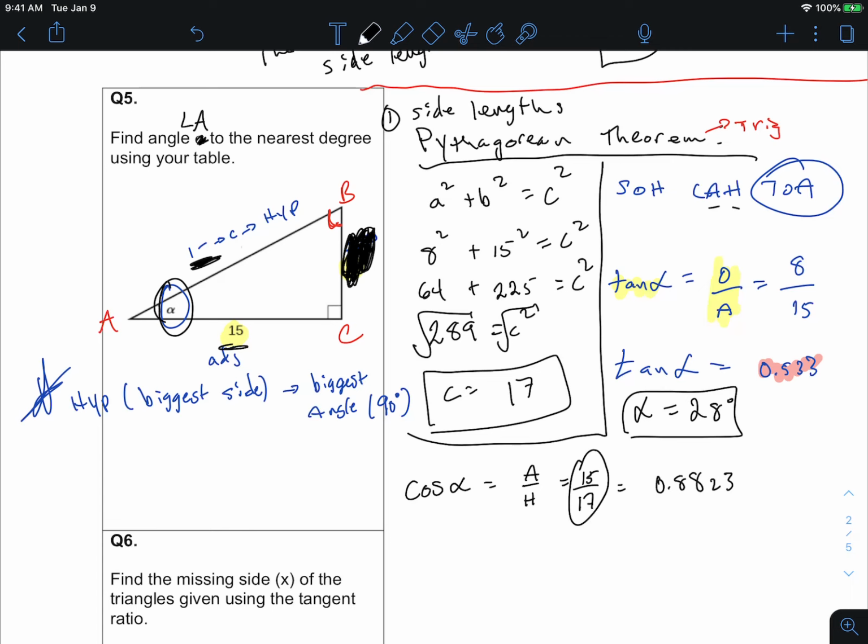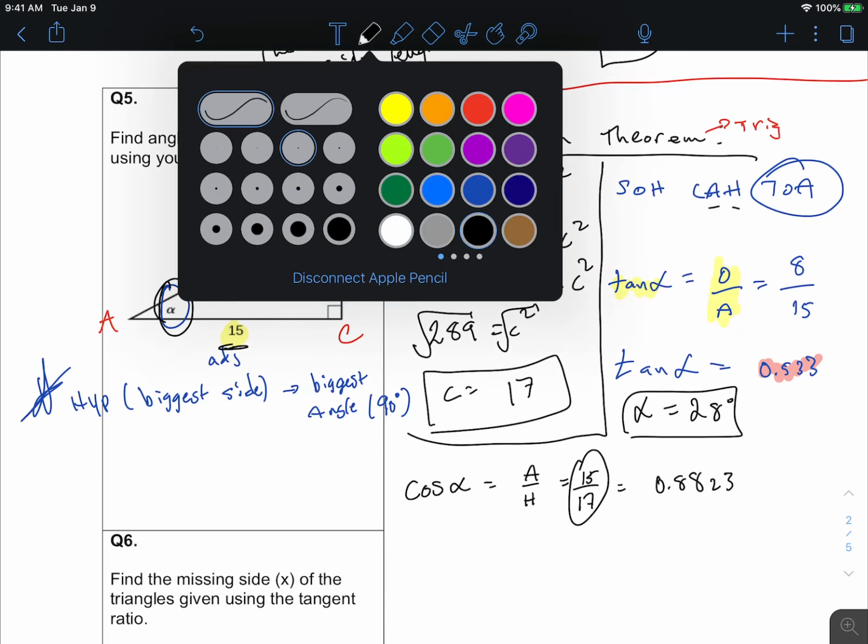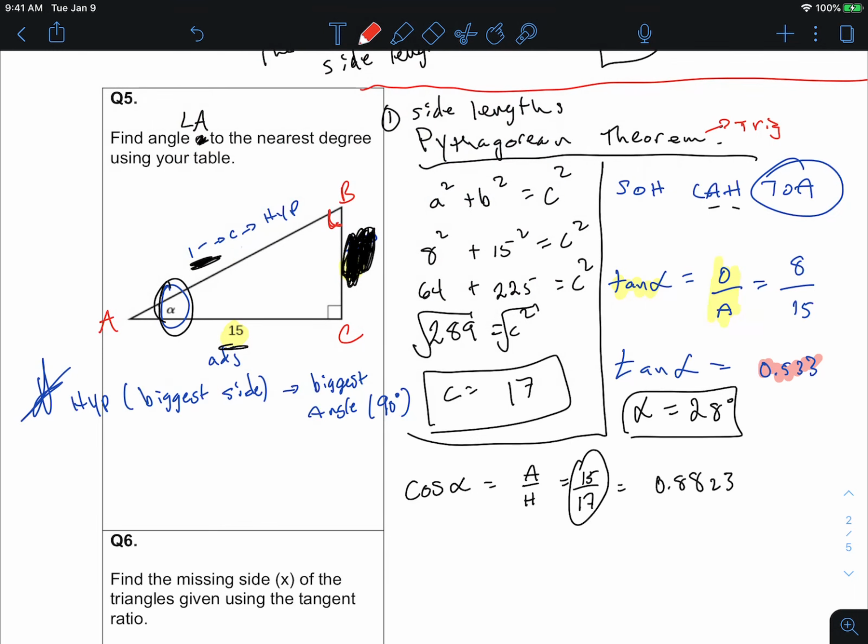Now I want you to go to the table. But this time, what column are you going to use? This one, because it's A over H. Okay, so go find that decimal for me. Close enough. 0.8829, that's fine. What's the angle? So it's still 28.